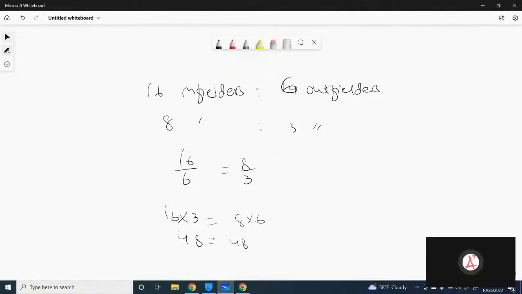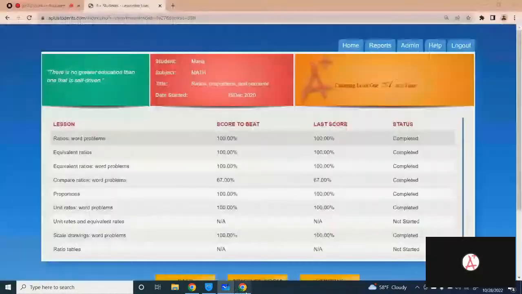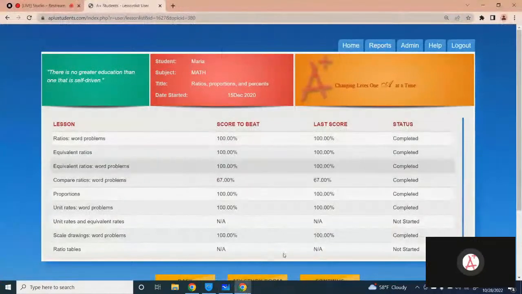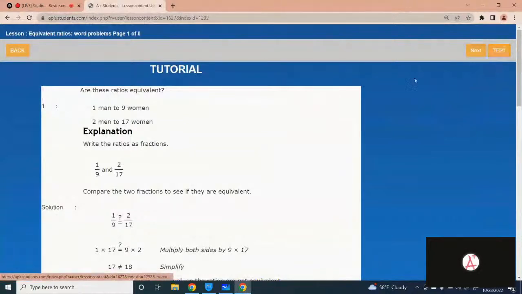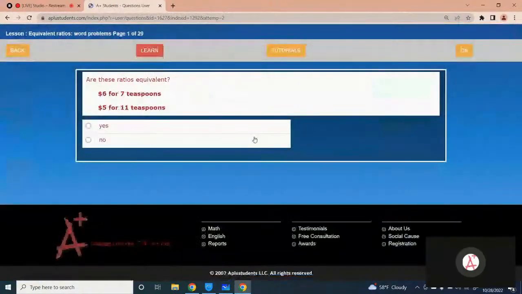Okay, let's start with test questions. Okay, we are on equivalent ratios word problems, and let's start with the test. Okay, so the first one is, are these ratios equivalent? And they are 6 for 7 teaspoons and 5 for 11 teaspoons.